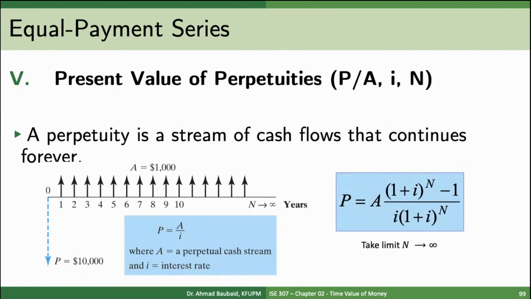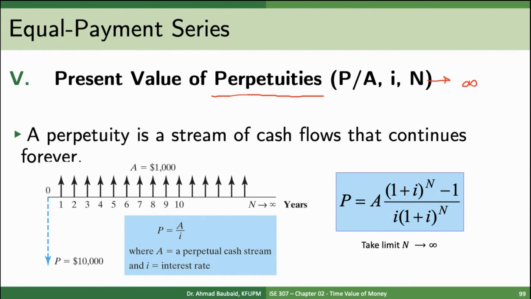Okay, so final thing, I have 3 minutes, so I'll go over this quickly. This is the final case where, if you remember, I told you n goes to infinity. So that's what perpetuity means. It means a series of payments that goes on for an infinite number of time periods. So again, it's a stream of cash flows that just continues forever, right? And this is what it looks like here.